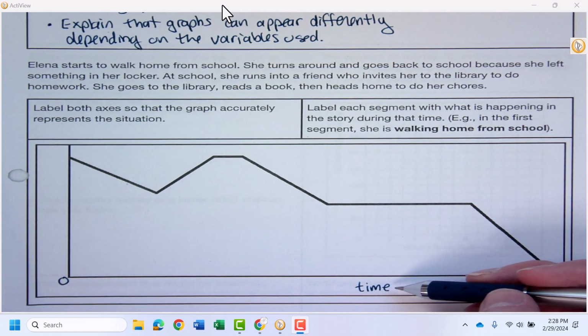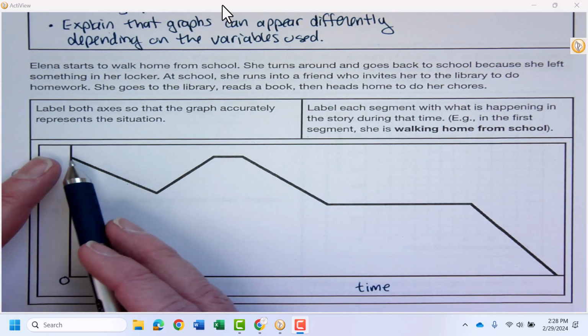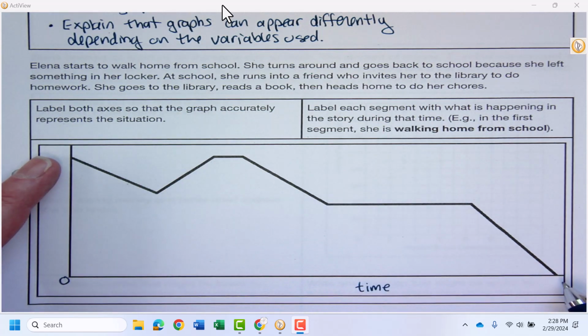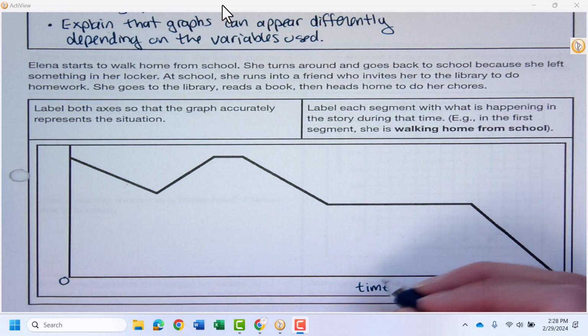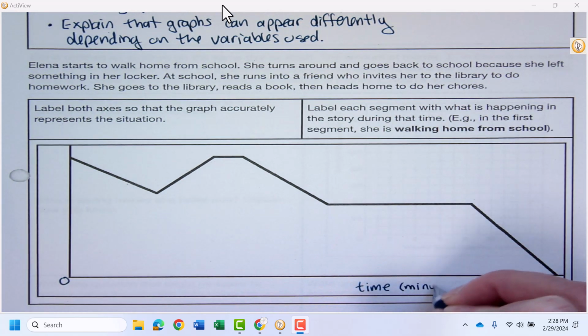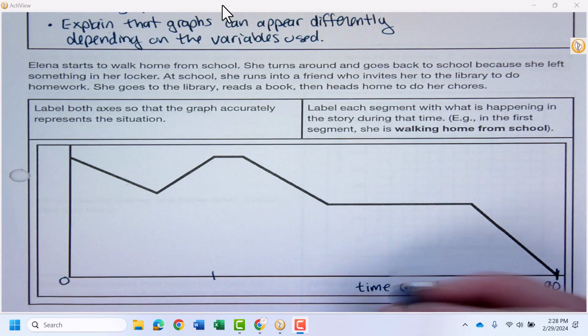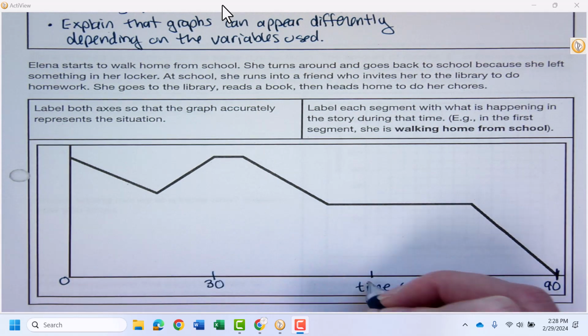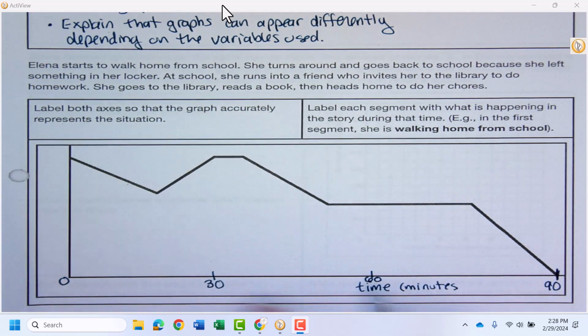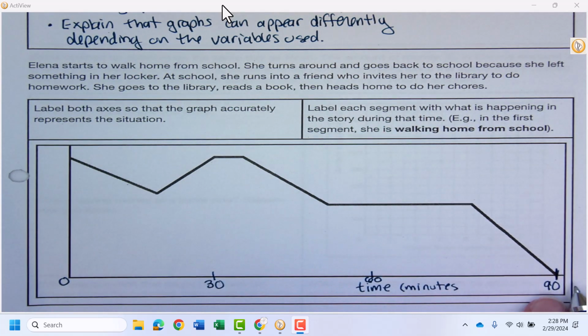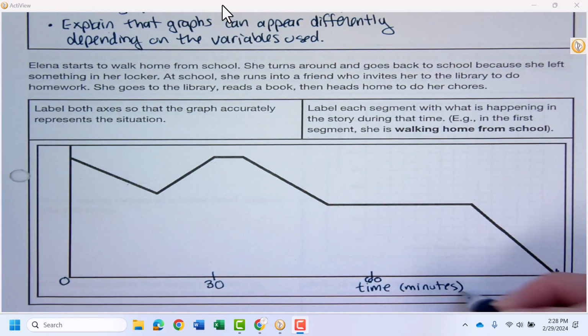Are we talking about seconds? Are we talking about minutes? Are we talking about hours? And since we're talking about her, after school, she does all these things, she comes home, I think I'm going to go in minutes, but I'm going to have a lot of them. I think this is going to take her like 90 minutes. I'm going to go in little intervals of 30. And this doesn't have to be super precise, but I just want to have in mind what's happening in our scenario, starting at right after school, and then the clock starts until she gets home, an hour and a half later, or 90 minutes later. So that's one axis, the time in minutes.